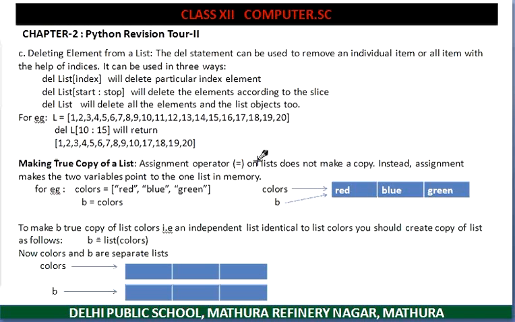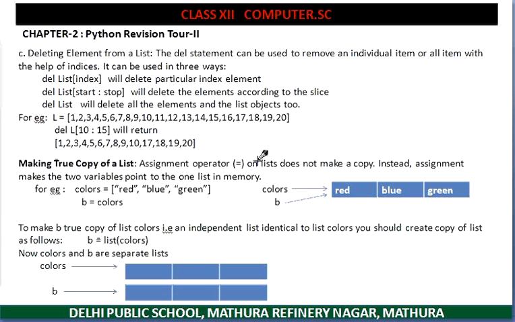For example, l is equal to [1 to 20] in square brackets. If you write del l[10:15], it will delete the elements from index 10 up to index 15 and return 1 to 10, then 17, 18, 19, 20. So in this way it will delete the elements. So there are three ways to delete the element from the list.